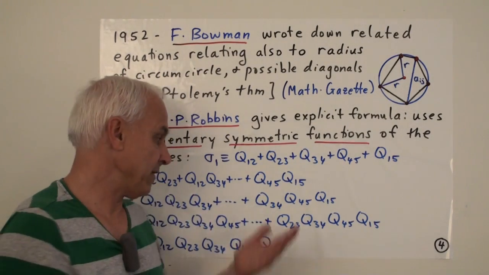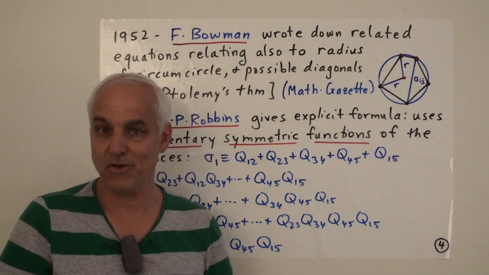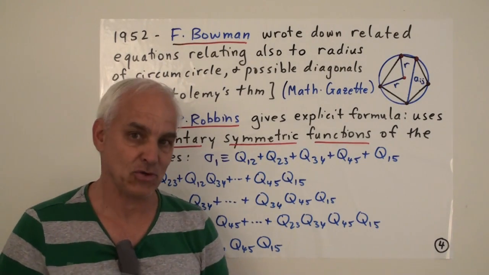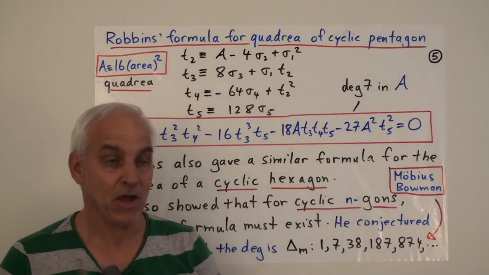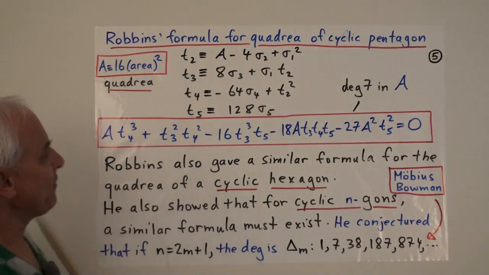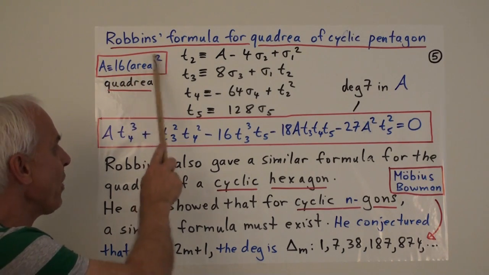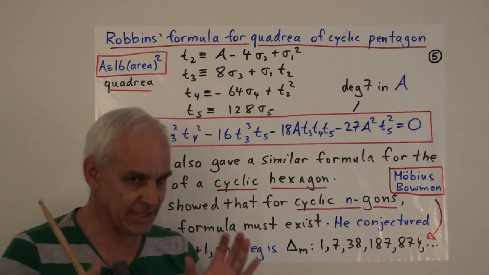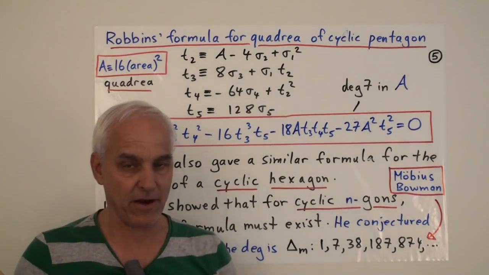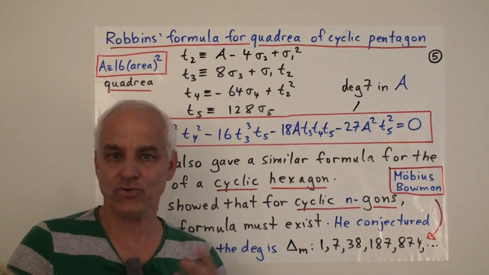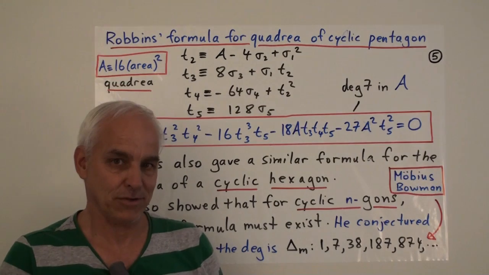In fact, Moebius also clearly appreciated that these were going to be very important ingredients in the story. All right, so what was Robbins' formula for the quadria of the cyclic pentagon? Well, again, as before, this is 16 times the square of the area. For some reason, this particular combination with the 16 in front of it and the square of the area is somehow the natural kind of quantity that these formulas want to use.